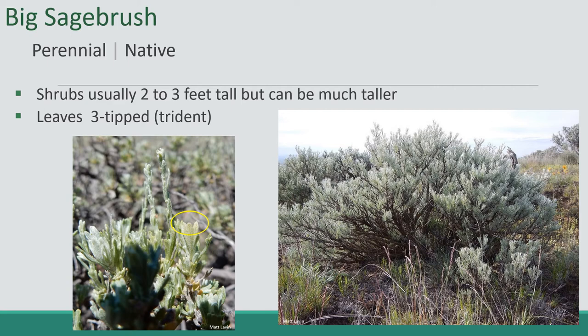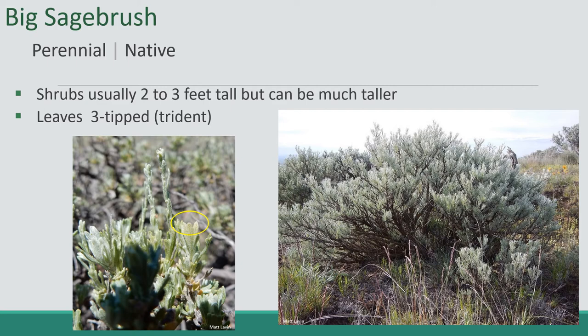It usually grows, say, 2 to 3 feet, but there are some varieties of sagebrush that are lower and some that are taller. So 2 to 3 feet is kind of that mid-range. There are three different subspecies of big sage. There's Wyoming big sage, Basin big sage, and Mountain big sage. And some can be very tall and some are much shorter.